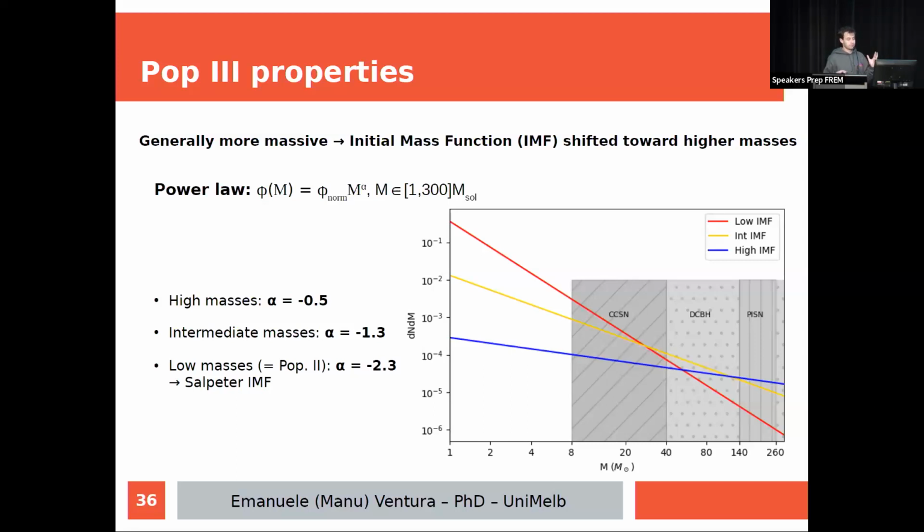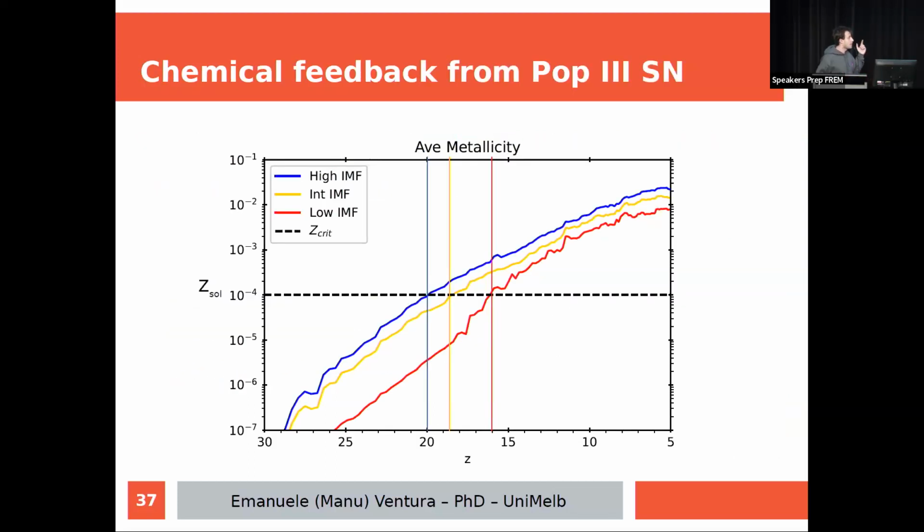Now I'm going to show you, as an example, a few predictions over the cosmic history of our universe, of how this cosmic history changes once we change the 3 different IMFs. The first thing I'm going to show you is the average metallicity of the intergalactic medium. On the y-axis, we have the metallicity in solar units. On the x-axis, we have the redshift. The 3 different curves refer to the 3 different IMFs. I'm also highlighting the value of the critical metallicity here, 10 to the minus 4.